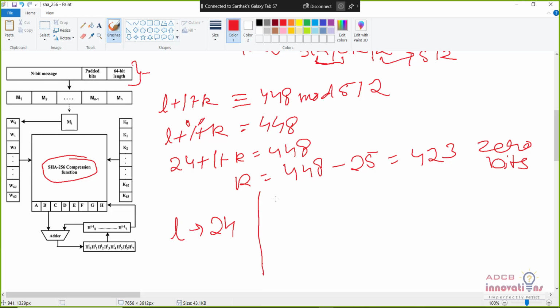Before that, let's see how our message is going to look. Our message is in the form of L plus 1 plus K. This whole length should be 512 bits, or a multiple of 512 bits. So this should be 512. What is L? L is 24. First of all, we are going to remove this L.